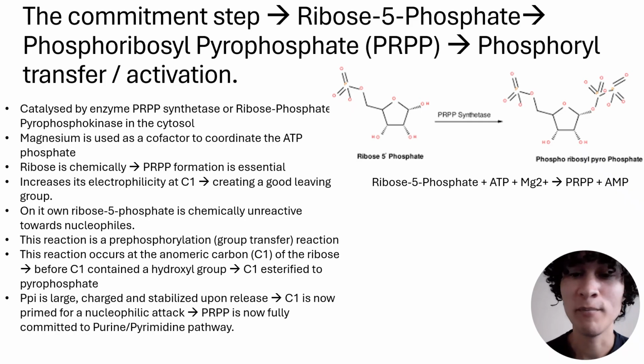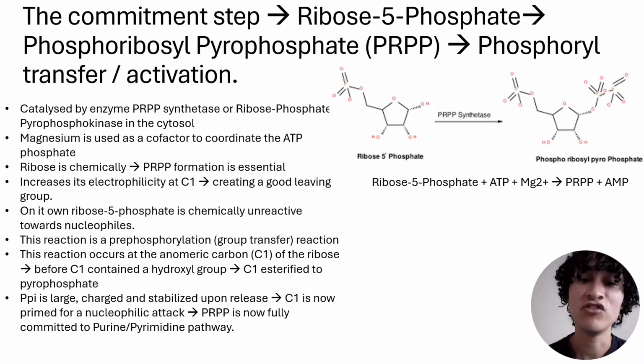So now we're at what's called the commitment step, and as I said before, ribose 5-phosphate is not necessarily committed to de novo purine or pyrimidine synthesis. It's only committed when it becomes phosphoribosyl pyrophosphate. Okay, and this is a phosphoryl transfer activation reaction. It's catalyzed by the enzyme PRPP synthetase. Magnesium is used as a cofactor again, and ATP is used as a phosphate donor. We're transferring that beta and gamma phosphate directly onto our ribose 5-phosphate, and we're using magnesium to stabilize that enzyme substrate complex to prevent the natural electrostatic repulsion that's going to be felt from those negative phosphate groups.